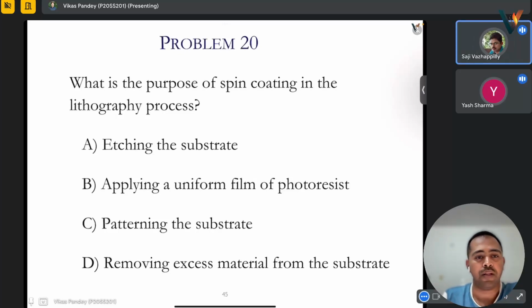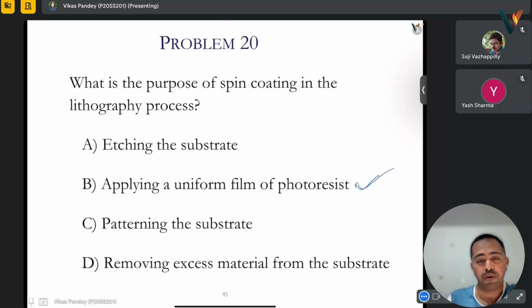So B, applying a uniform film of photoresist. One thing is that the speed at which we rotate it will determine the thickness of our photoresist, how thick it is, and that will determine the dose of our exposure. So it has a very important role to play.